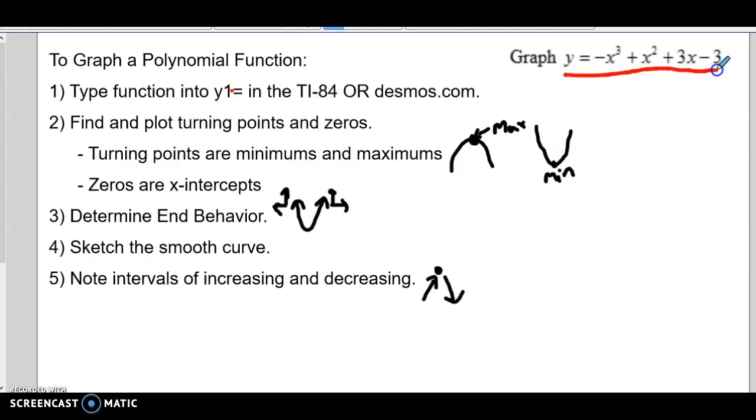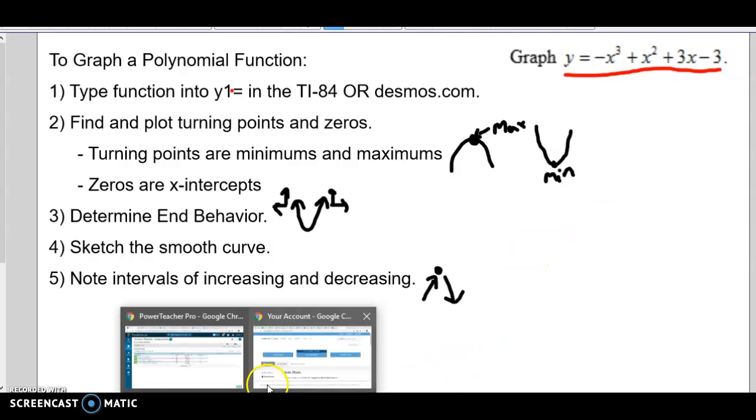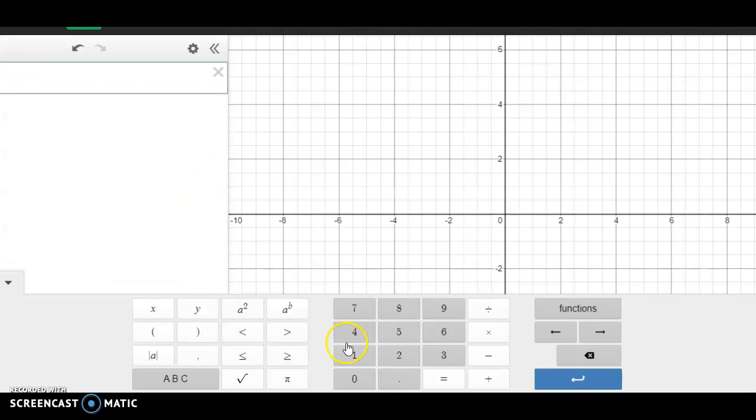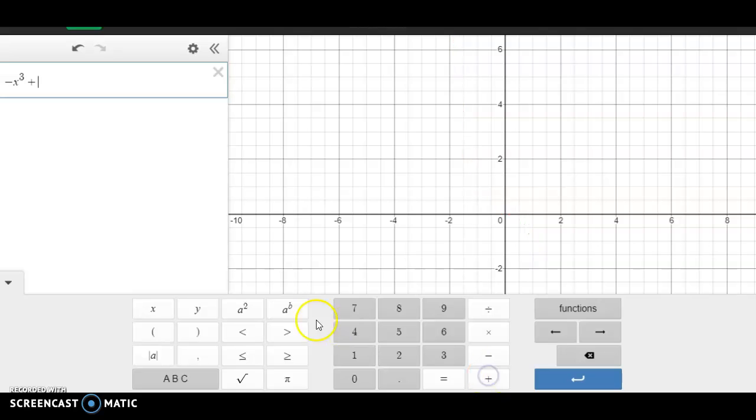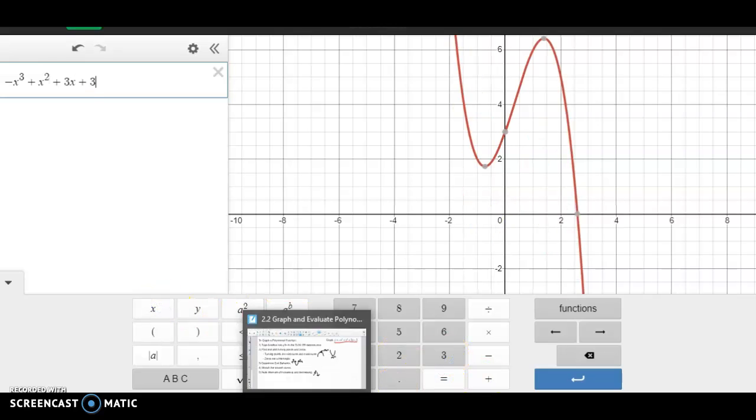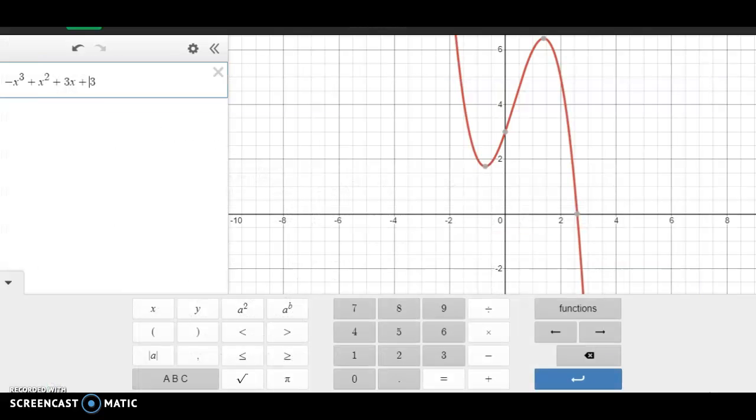The first one I'm going to graph, and I'll show this in Desmos, is negative x cubed plus x squared plus 3x minus 3. I'm going to put that in Desmos here. So negative x cubed. If you're watching where I press, and you want to try using Desmos, it's pretty easy to use. So negative x cubed, let me arrow out of there. Plus x squared plus 3x plus 3. Let me double check. Oh, minus 3. Good thing I double checked.